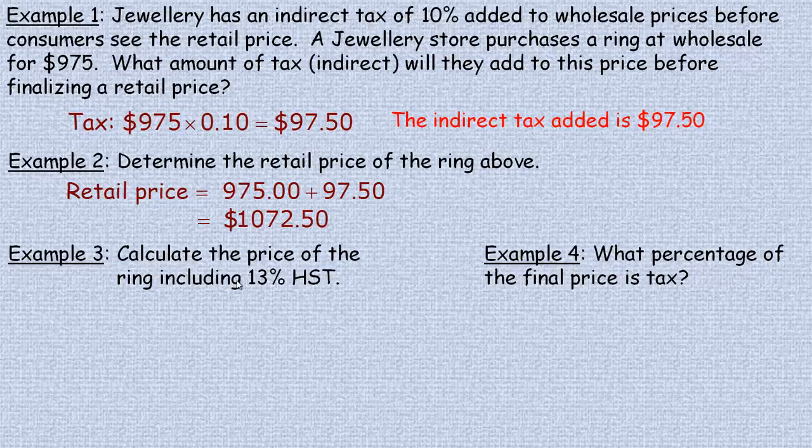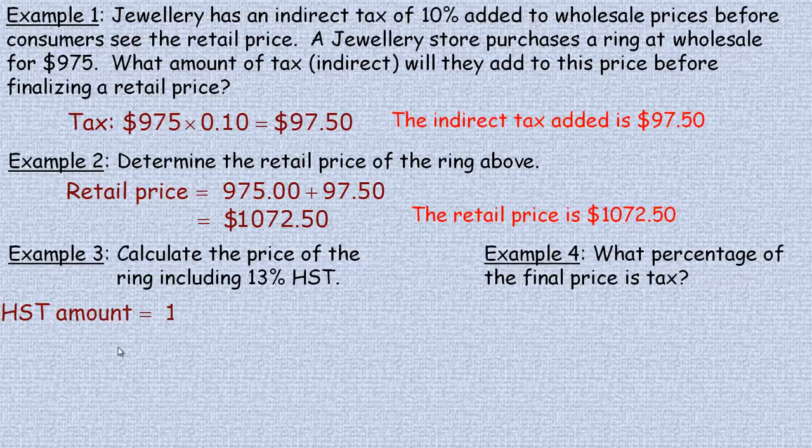In example 3, it says calculate the price of the ring including 13% HST. So we want to calculate 13% of this. Oh, and that's the retail price. Got my answer statement there. So in example 3, the HST amount, we would take this and multiply it by 0.13 because that's 13%, which gives us $139.43. So that's the amount of HST that will be added to this to get the after-tax price.